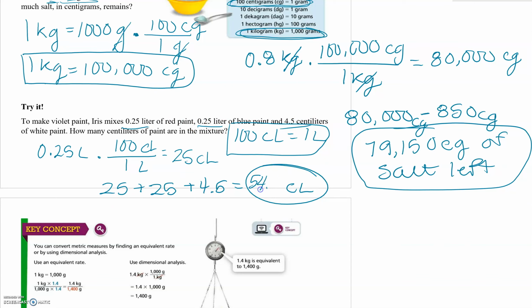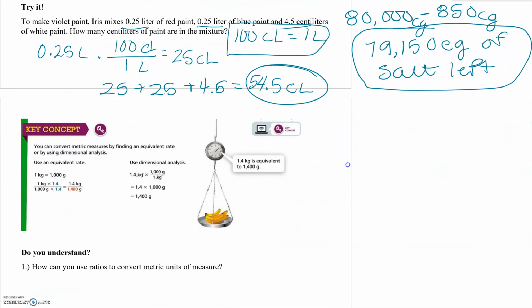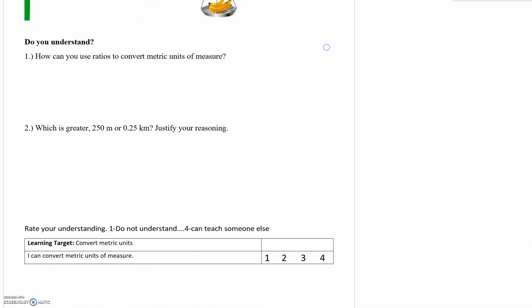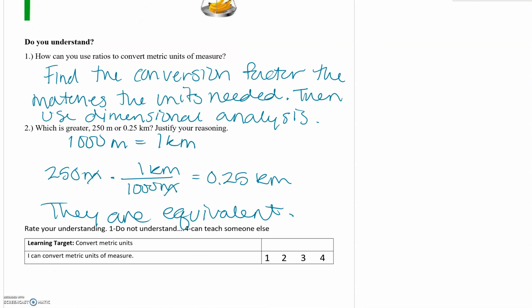my 54.5 centiliters. Okay, so next thing, guys, here's your key concept, and then here's your do you understand. Go ahead and answer your do you understand. All right, so how can you use ratios to convert metric units of measure? So we want to find those conversion factors that match the units needed, and then use dimensional analysis.